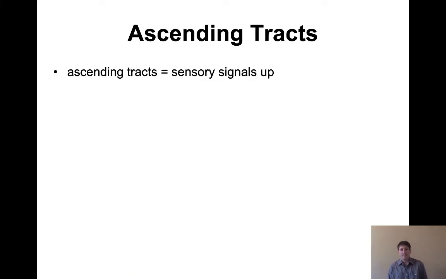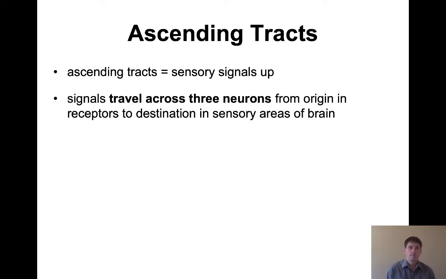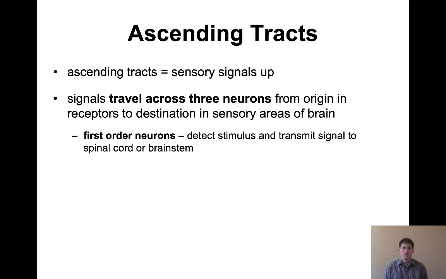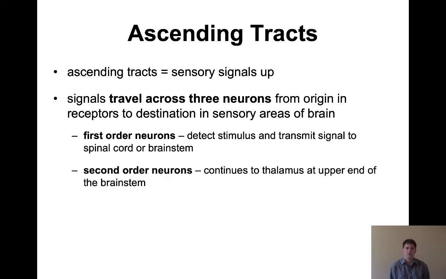If you remember, ascending tracts are those bundles of axons that are going to be carrying sensory signals up our spinal cord. And that is going to pass through 3 neurons from the origin of those receptors back to different parts of our brain. Our first order neuron is how we'll refer to them, and it picks up the stimulus. So when we touch something and it hurts, that signal is transmitted back into our spinal cord, and that's going to be our first order neuron. That's that pseudo-unipolar neuron that we've been talking about, or the afferent neuron that's transmitting that sensory information.